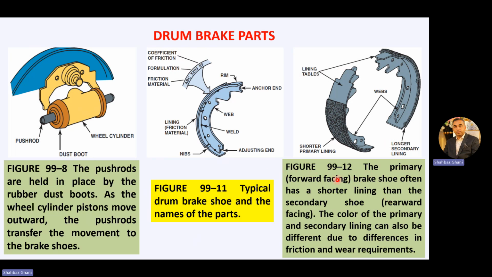This is the primary forward-facing shoe. The primary forward-facing brake shoe often has a shorter lining than the secondary, rearward-facing shoe. The color of the primary and the secondary lining can also be different due to differences in friction and wear requirements. So this is your primary shoe and this is your secondary shoe. This is the metal portion and this is the primary lining. It is of smaller size as compared to your secondary, and the color is different in both due to the friction and wear requirements.